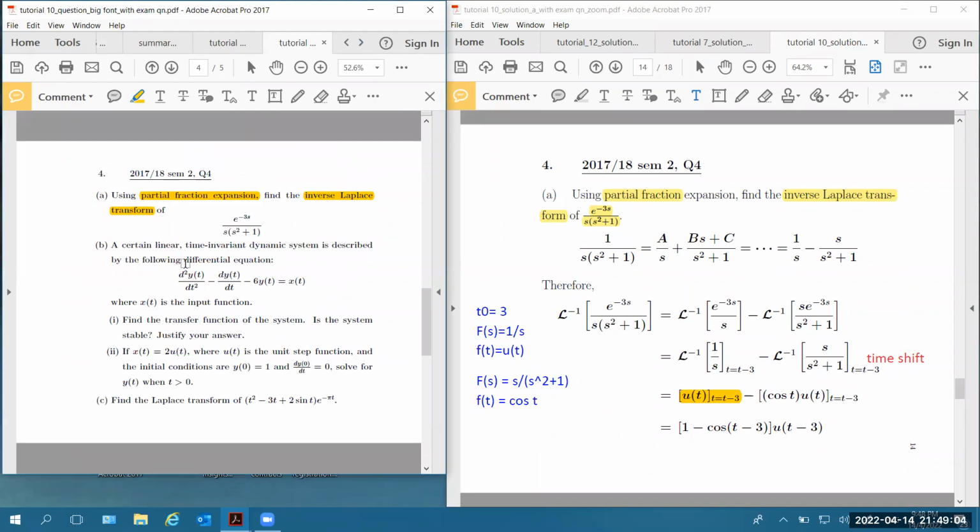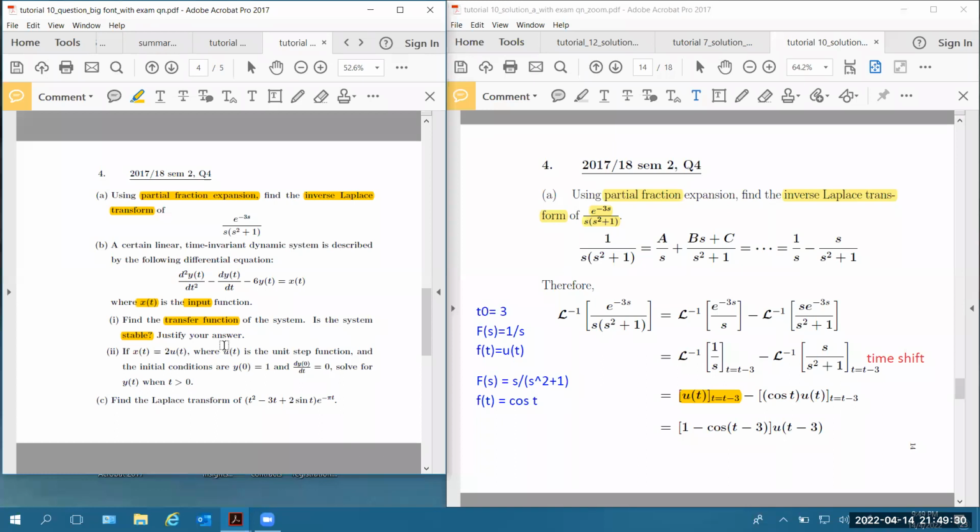So let's look at another, part B. A certain linear time invariant dynamic system is described by this differential equation, where x(t) is the input function. We want to find the transfer function of the system. Is the system stable? Justify your answer.